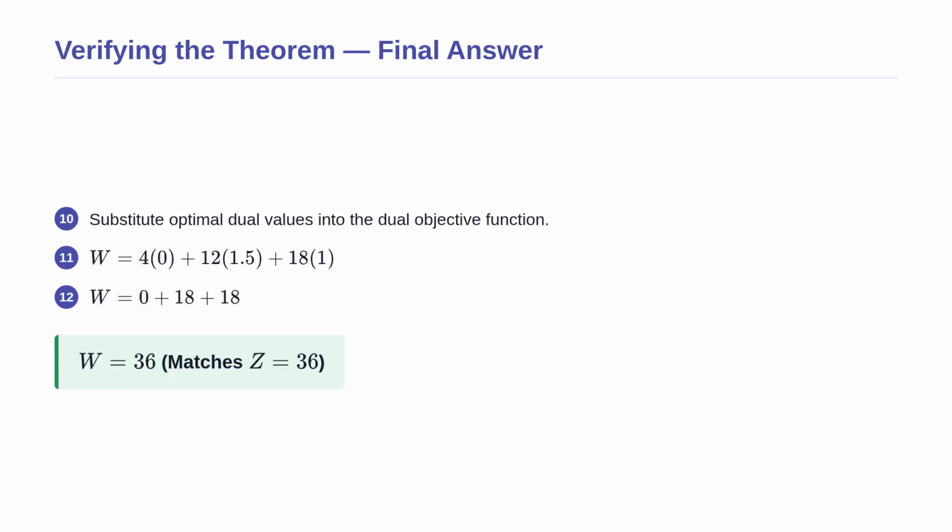Now we will calculate the final dual cost. We substitute our optimal dual values into the dual objective function we just built. 4 times 0 is 0, 12 times 1.5 is 18, and 18 times 1 is 18. Adding these together, we get a minimum dual cost of 36. This perfectly matches our maximum primal profit of 36. We have successfully verified the fundamental theorem of duality. The physical meaning here is profound. The maximum money you can make from production is exactly equal to the minimum valuation of the resources you used.